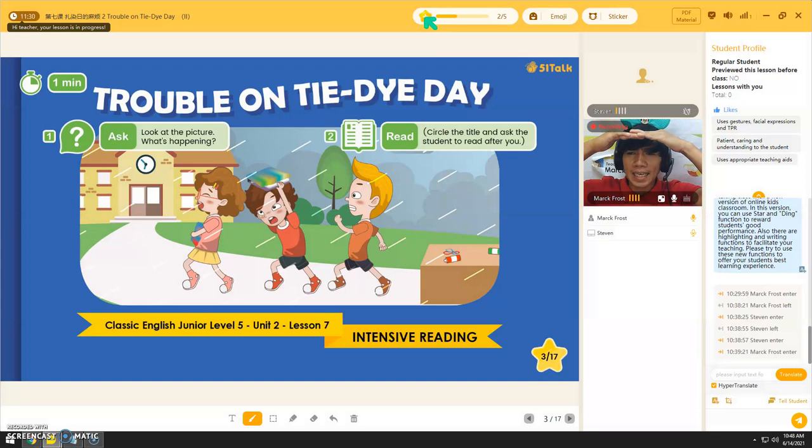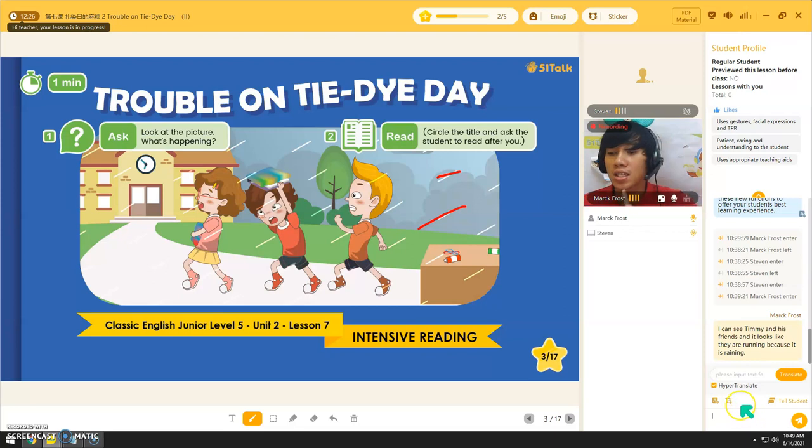Okay, so what's happening in the picture, Steven? What is going on in the picture? Why are they running? Because it is, look, raining, okay? So you can say, I can see Timmy, okay, and his friends, and it looks like they are running. Because it is raining. Okay, please read the sentence and say it in the chat box.